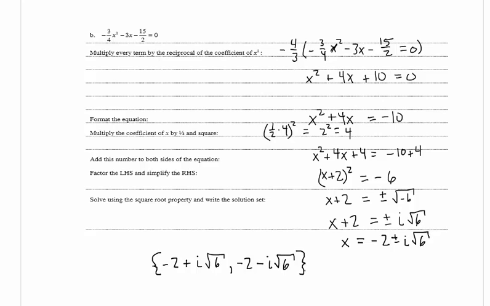And that's our video on solving an equation of the form ax squared plus bx plus c is equal to 0 by completing the square.